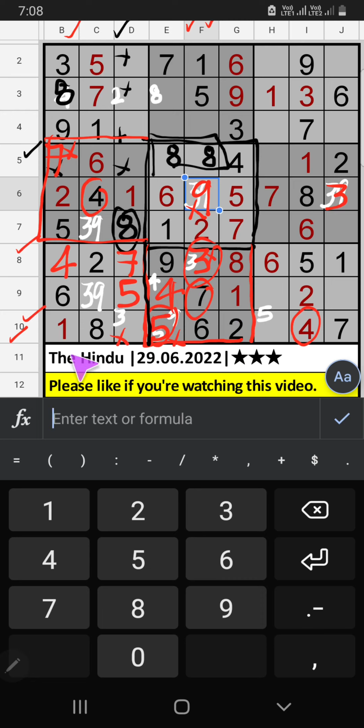7th grid, 2 numbers are remaining, 3 and 9. It will come in one of the 2 cells. We will confirm later. 10th row, 2 numbers are remaining, 3 and 9. It will come in one of the 2 cells. We will confirm later. 4th grid, 2 numbers are remaining, 3 and 9. It will come in one of the 2 cells. We will confirm later.